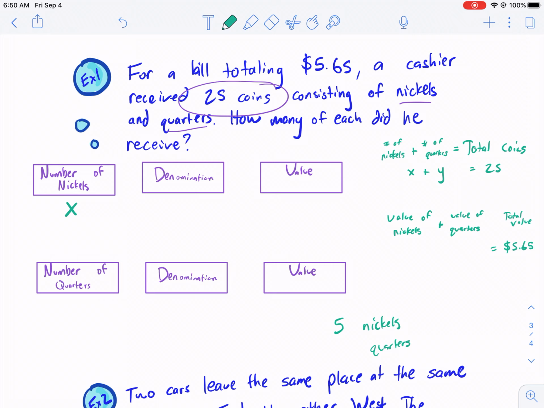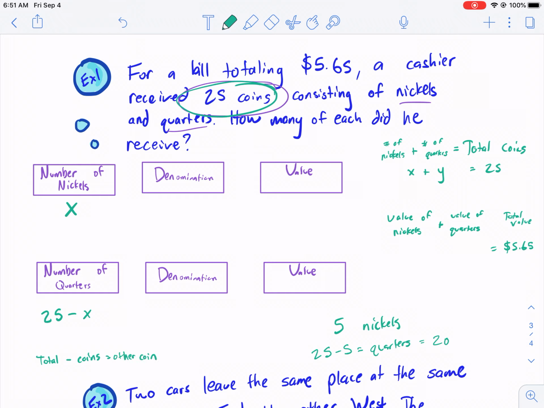Well, in order to find that, we know that the total adds up to 25. So we would do 25 minus 5 would equal the number of quarters. That would be 20. What did I do there? All I took was 25 and I subtracted the number of nickels. If we know there's only two types of coins, we can take the total minus one of the coins, and that will give us the other coin.